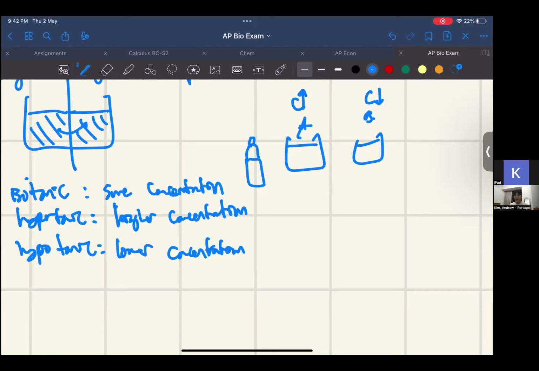What is an example of a hypertonic solution? Well, that could be honey. Now, honey is a very, very high concentration liquid. That is why honey's expiration date is extremely long. You don't even have to put it in a fridge. Why? Because honey is high concentration.